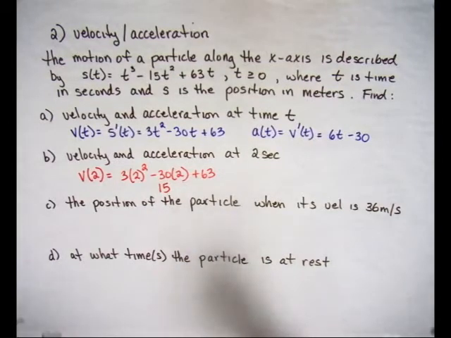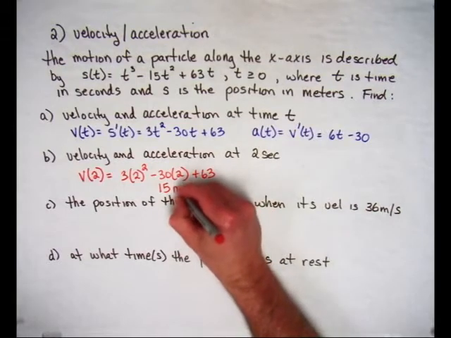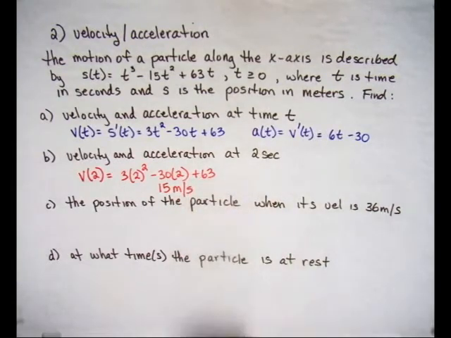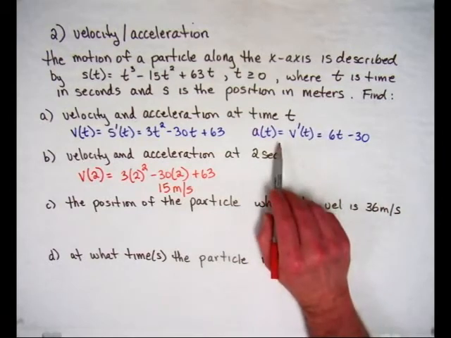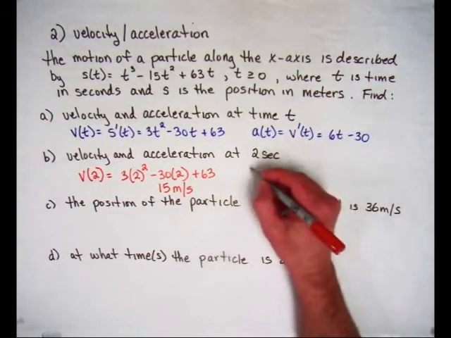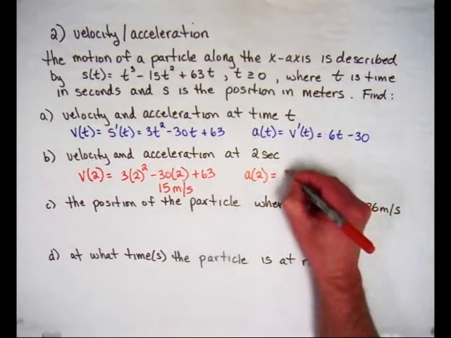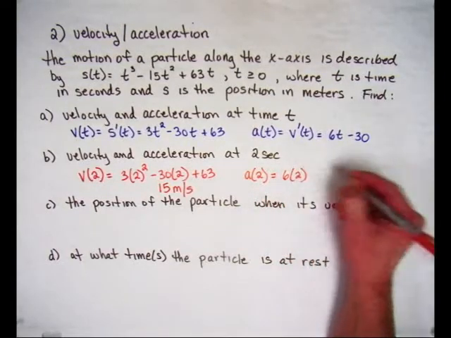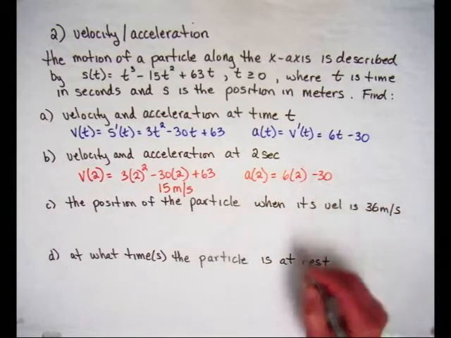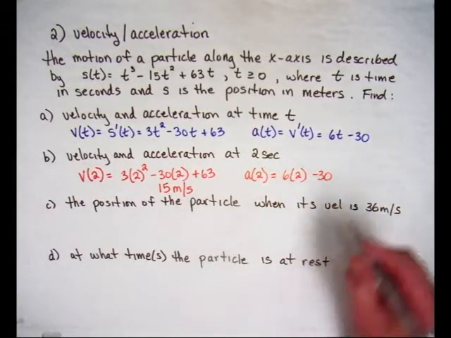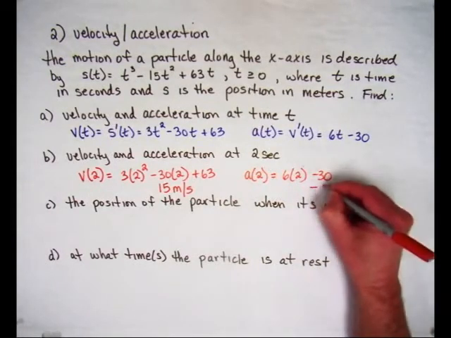And again, units are very important. Please make sure you include your units on the test. So the units would be meters per second. That would be the instantaneous velocity of the particle at 2 seconds. To find the acceleration at 2 seconds, we just have to recognize that we want the acceleration function. So we want a at 2, which would be 6 times 2 minus 30, or 12 subtract 30, or minus 18.